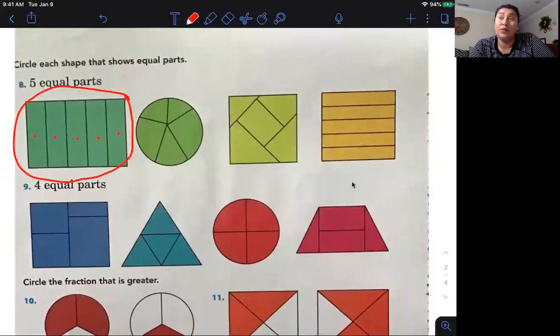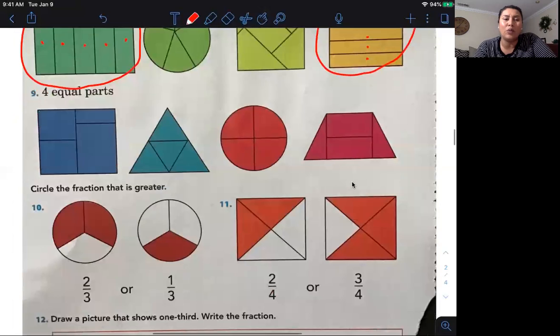Let's move over to the next one. I have no idea who learned how to cut this way, but do you think that would be fair or equal for someone to get a slice of whatever that is? Probably not. Let's look at the last one. Let's count the slices or the pieces. 1, 2, 3, 4, 5. Does that look equal? Yes, it does. Circle it. Good job. Now we're going to do the same for 4 equal parts.